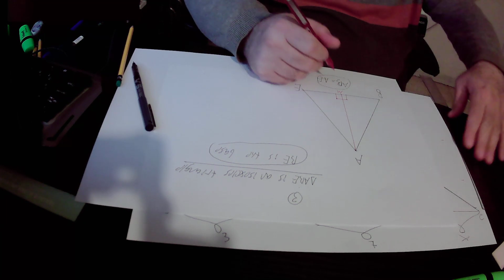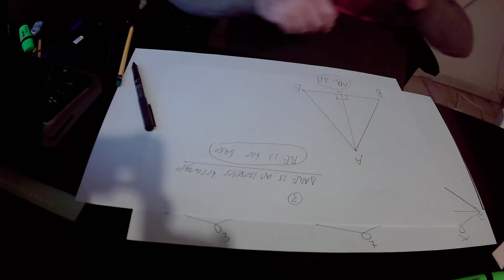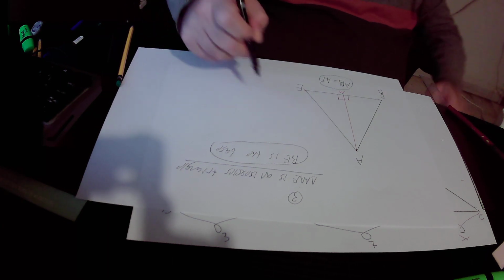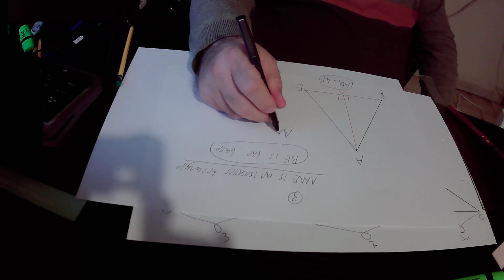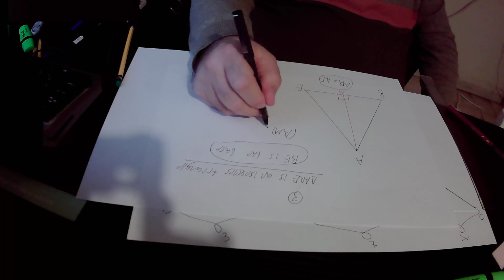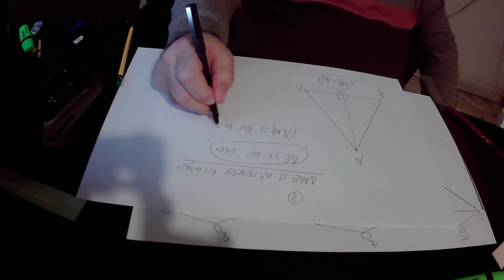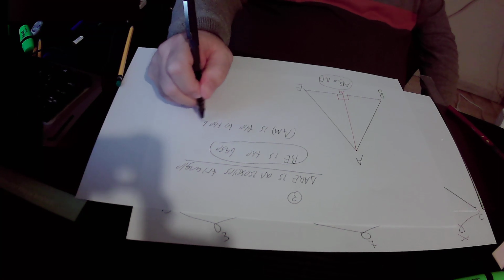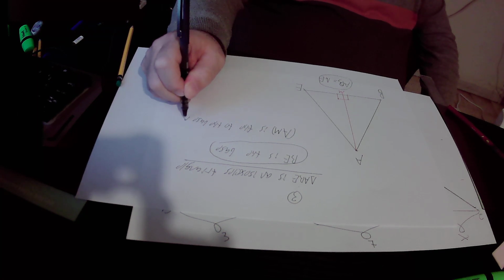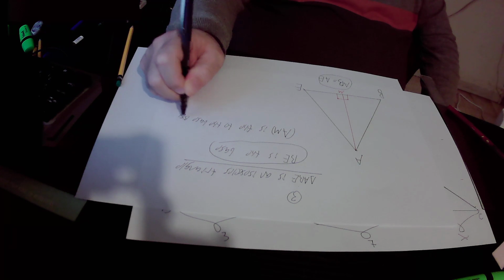Okay, so you write it down. AM is the height to the base BE. Line segment AM is the height to the base BE.